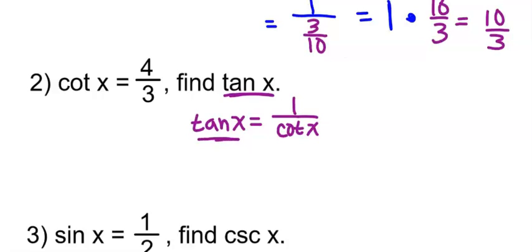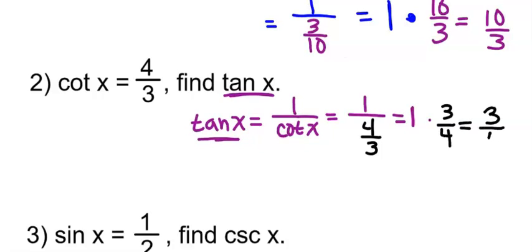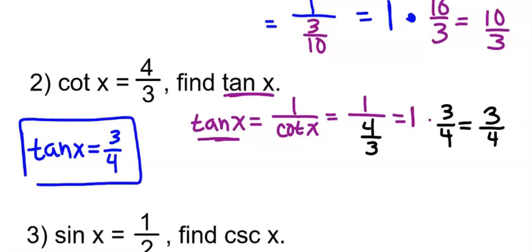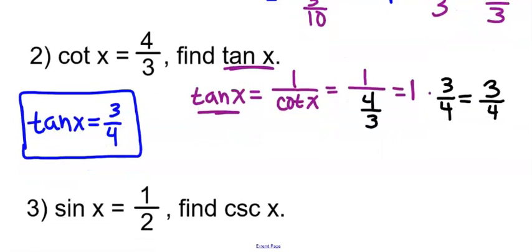So whenever you're looking at these and they say find cosecant, like for the next one, it means we say cosecant equals and find the trig identity. All right, so here we're going to do 1 over cotangent, which is 4/3. Again, we do keep change flip: 1 times 3/4. So we get 3/4 here. Our final answer is tan x equals 3/4. Bam. So easy, Mr. Hall. Yes, it is.